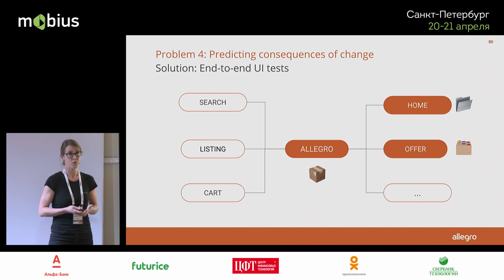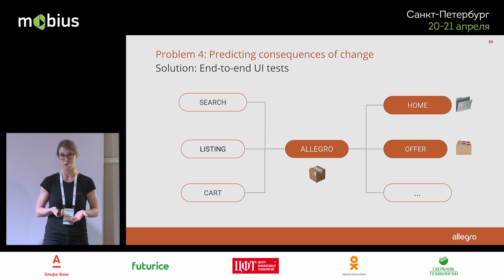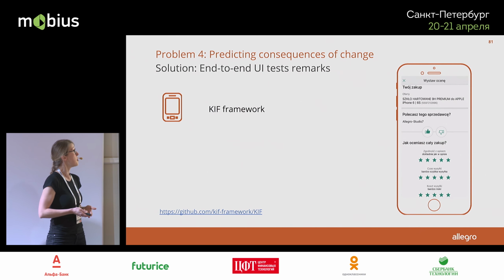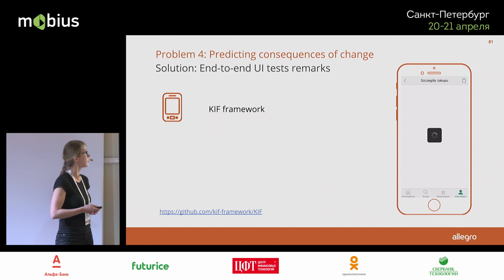And this is why we introduced a set of end-to-end UI tests in our app. They were communicating with the API, and they were run every night. And if they failed, we knew that something was wrong and we needed to react accordingly. We wrote them using the KIF framework, which stands for Keep It Functional.